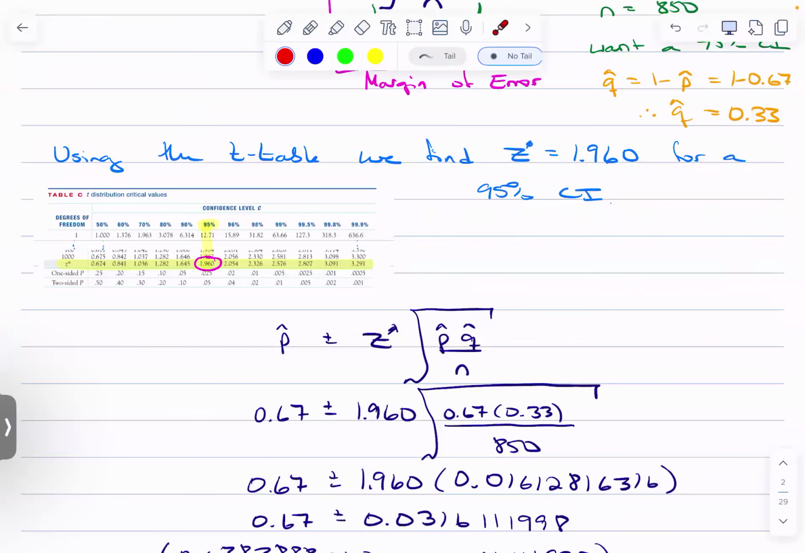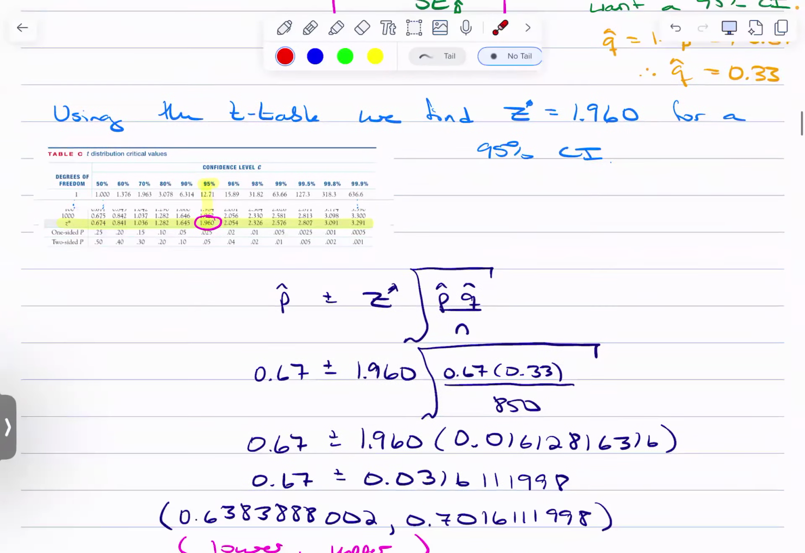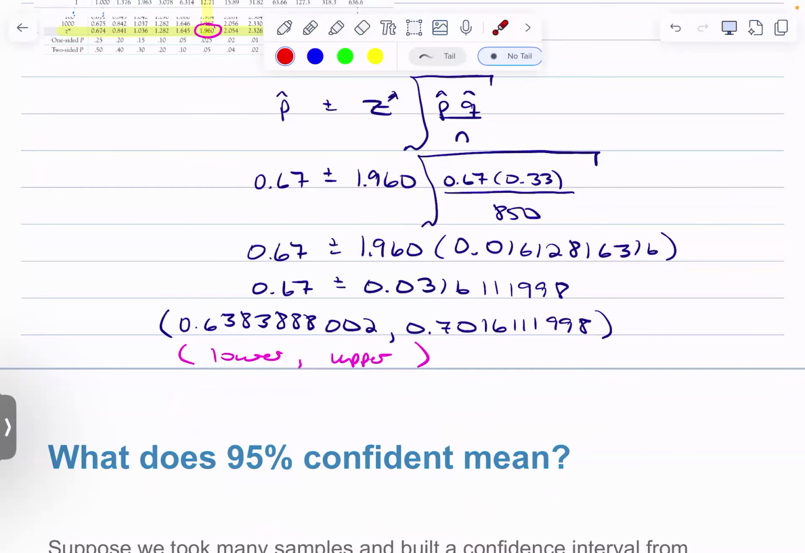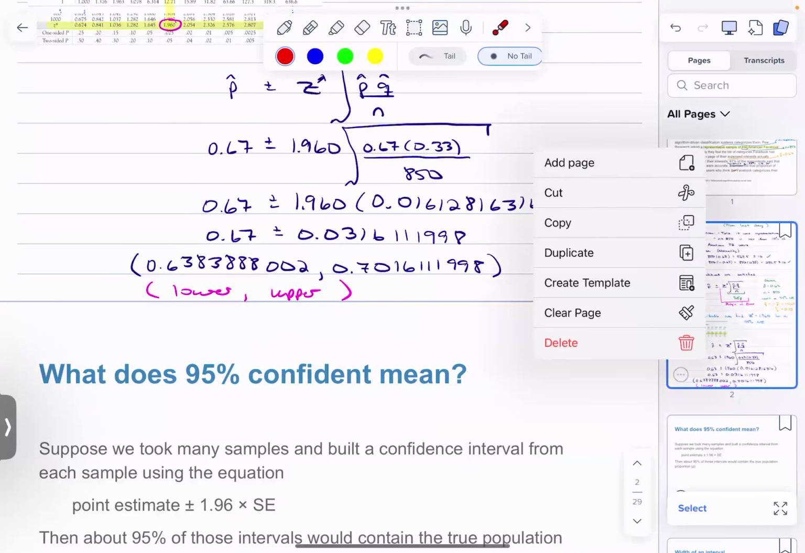More specifically, we move out 1.96 standard errors from our point estimate, which gives us a 95% confidence interval. Then we did our math and plugged it in. We had our estimate of 0.67 or 67%, and then we calculated our standard error, which is 0.016. Multiply that by 1.96 to move out 2 standard errors in either direction. Then we wrote out our interval, and then we ran out of time. So from here, I'm going to add a page.